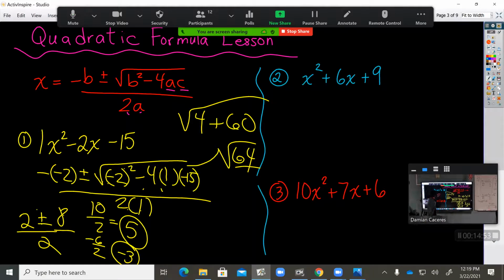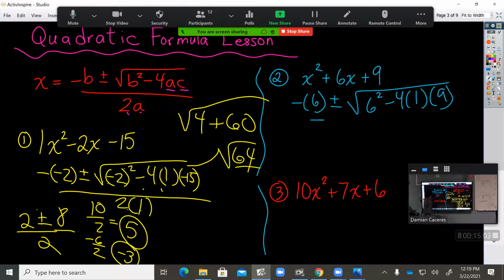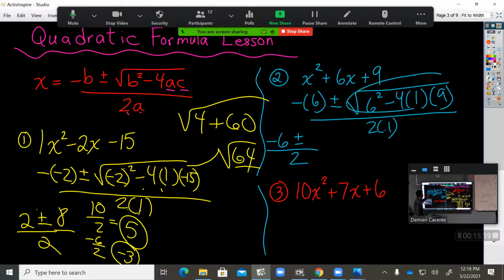On the blue example, negative b plus or minus square root of b squared minus 4 times a times c all over 2a. Now, negative 6, positive 2, that's going to come down to the end. So you know it's going to be like this. You just need to replace this spot with the number you get when you simplify the radical.